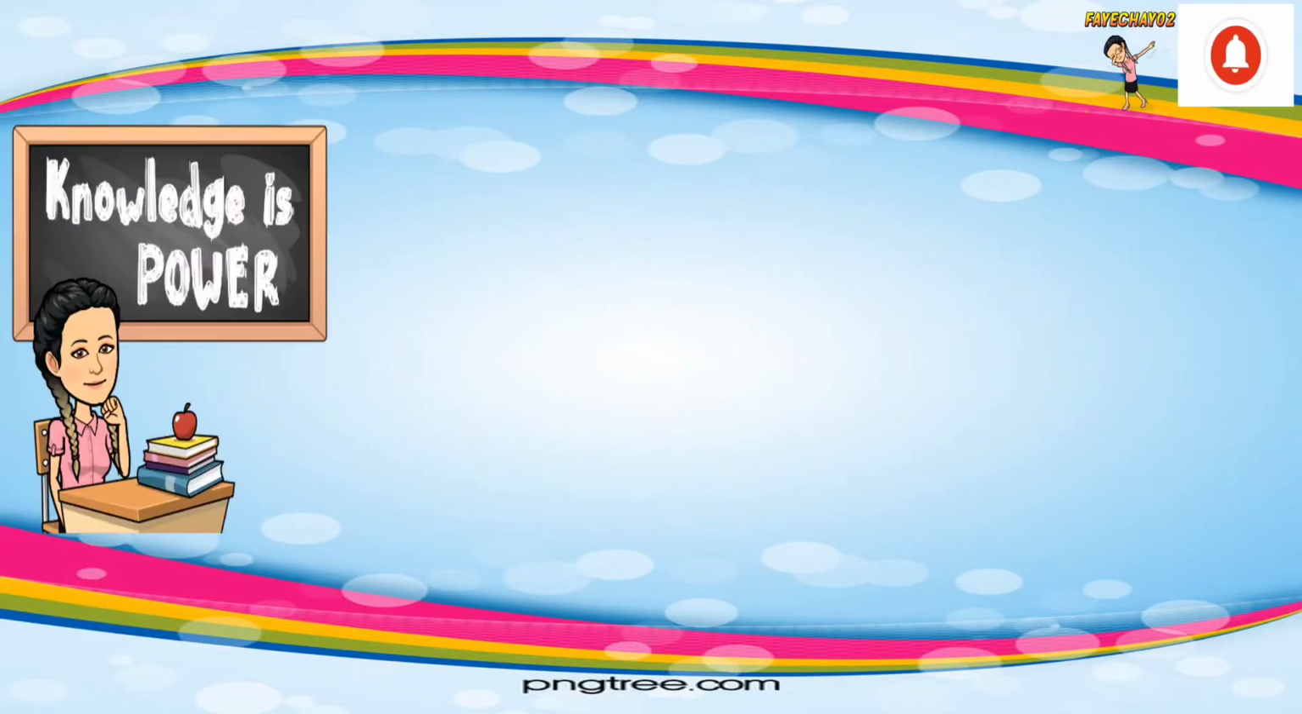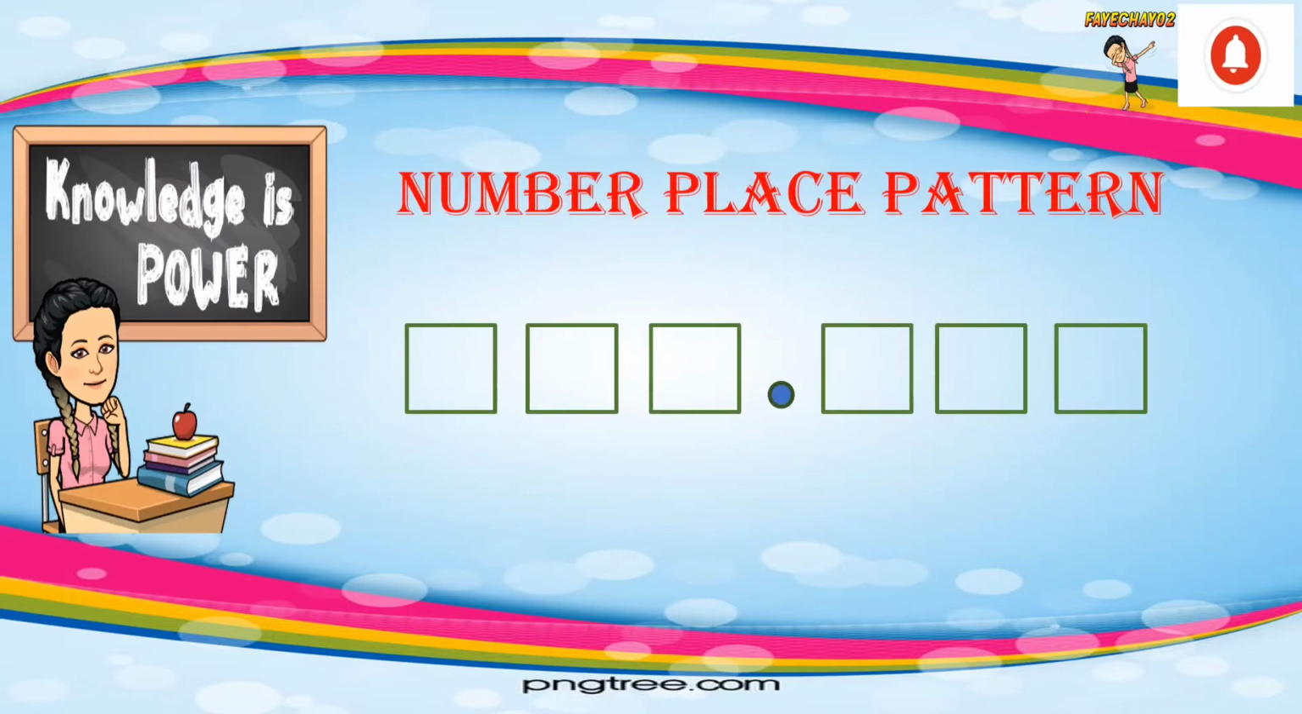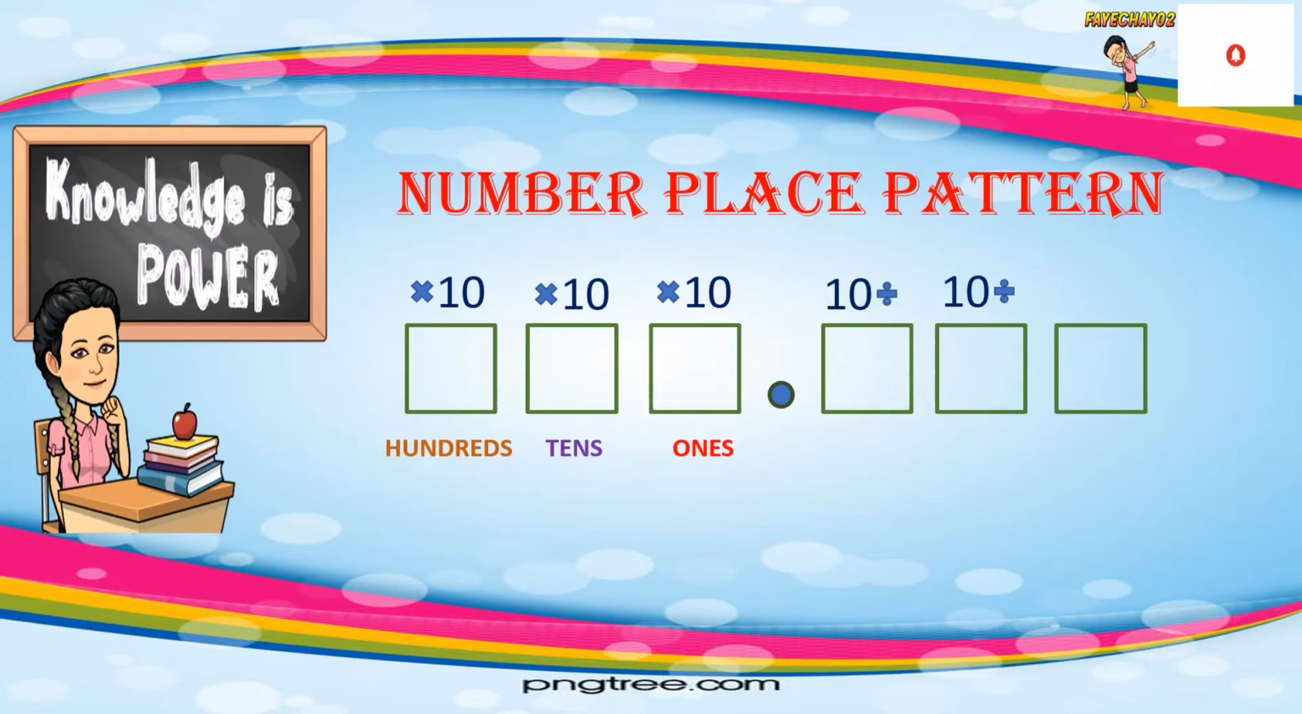Let us have a short review on number place pattern or place value pattern. We see that each time we move to the left, the new number place counts 10 times bigger than the previous place. And each time we move to the right, the new number place should count 10 times smaller than the previous place.